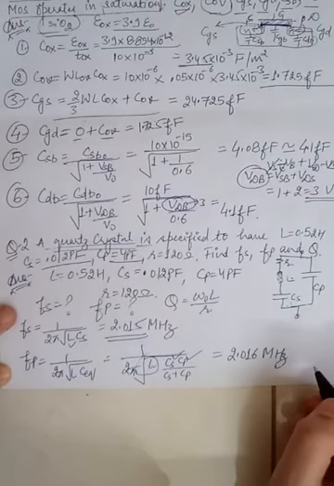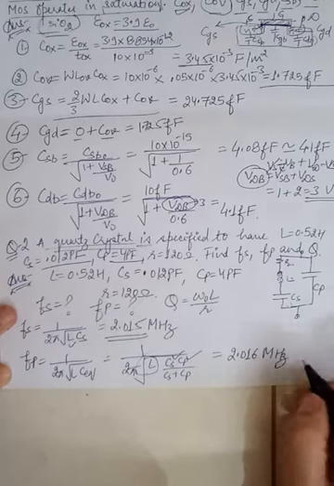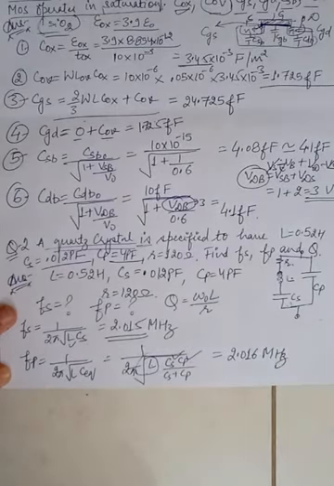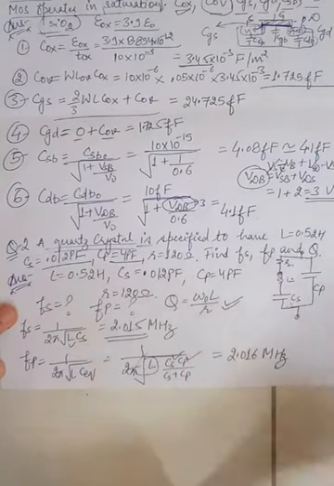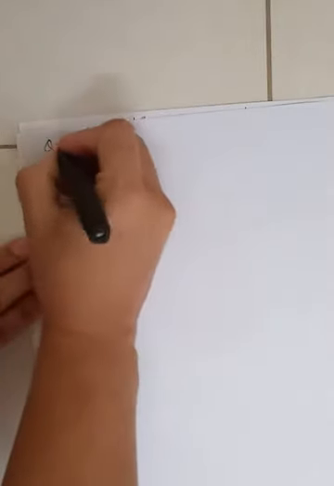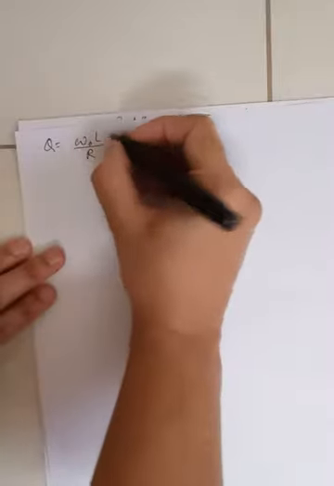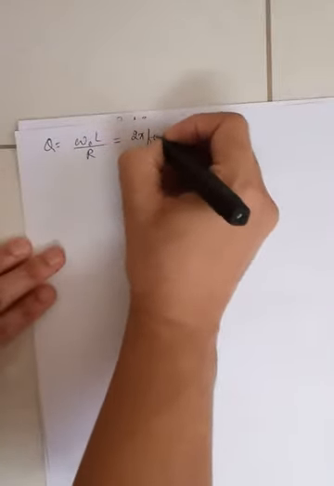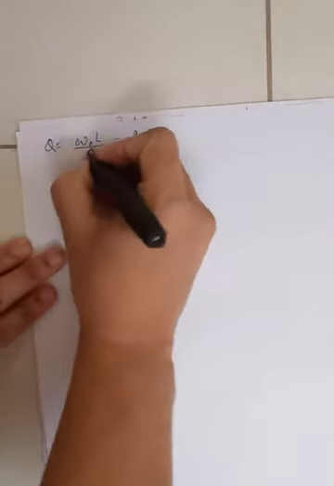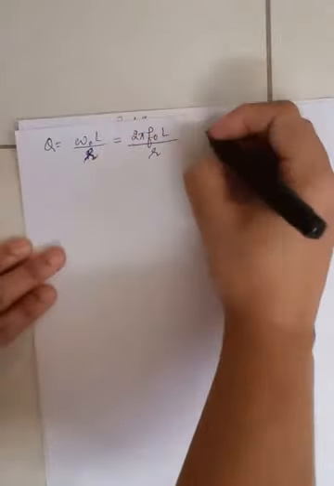Now, what is the value of Q? Now I need to find Q. So I can find it using the formula omega naught L divided by R. So this is the formula of Q. Let's calculate the value of Q here. Q is nothing but omega naught L over R. In place of omega naught, I can write 2 pi F naught L over R. This is small r as given in the problem.